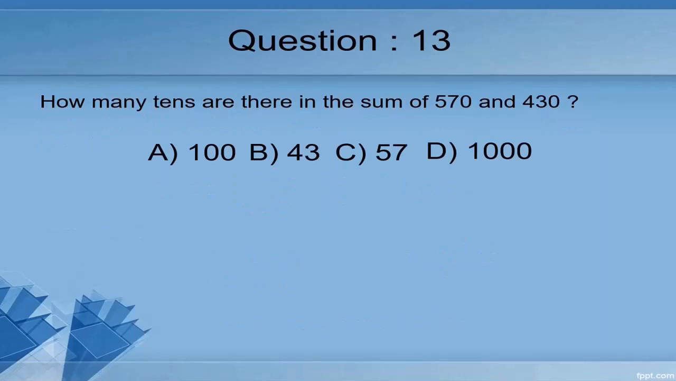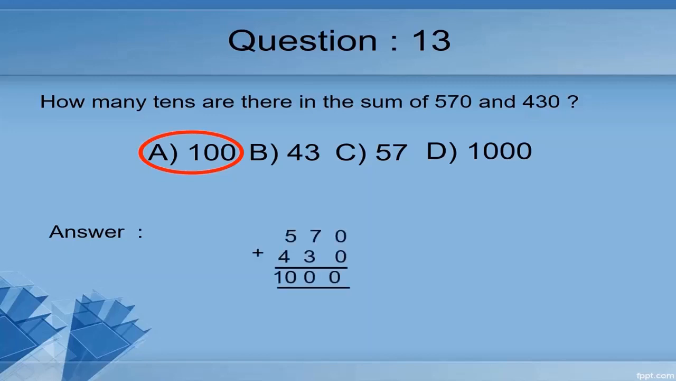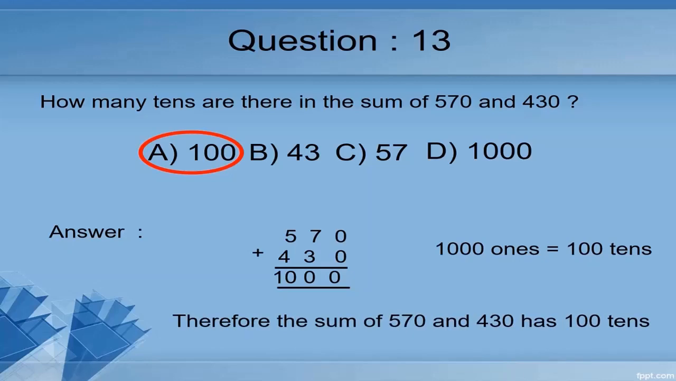Now question number 13. How many tens are there in the sum of 570 and 430? The answer will be 100 tens. Now let us see the answer. First we should add 570 and 430 because they have asked sum of. The answer will be 1000. Here we should be very careful because they have asked tens. So we will convert 1000 to tens. 1000 ones equal to 100 tens. Therefore, the sum of 570 and 430 has 100 tens.